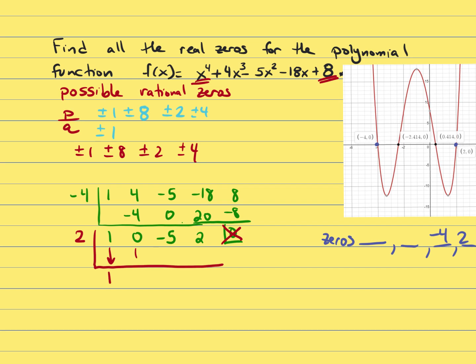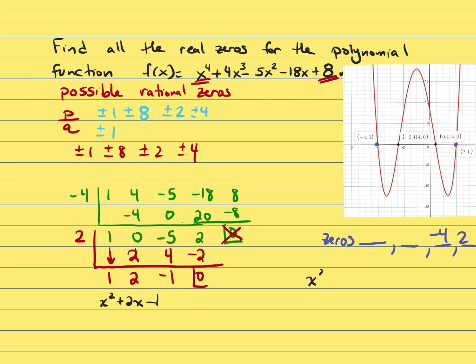1, 2. 0 plus 2 is 2. 2 times 2 is 4. -1, -2, 0. Now, because I started with a 4th degree polynomial and I divided it out twice, that's going to reduce the degree by 2, so this has to be just a quadratic. x squared plus 2x minus 1.